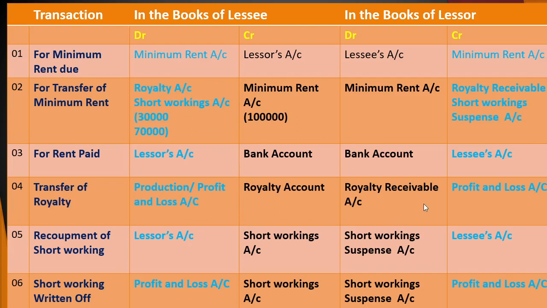And in the books of lessor, the opposite entries. So here production or profit and loss account, but here we have to consider only profit and loss account. So no need to consider the production account.